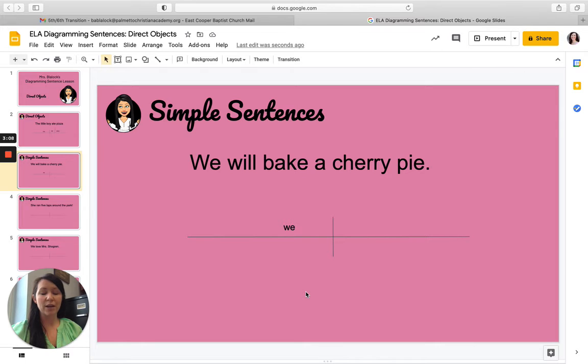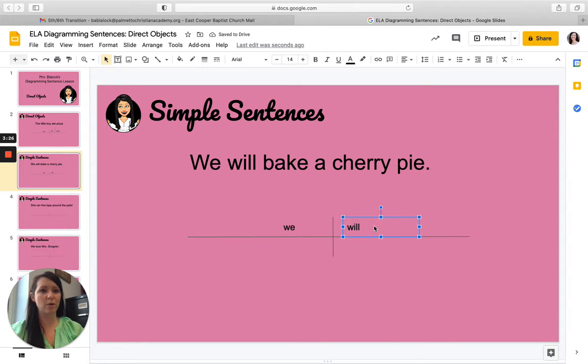All right, so now you got to think about simple predicate. What is the action in the sentence? This one's a little tricky. It's will and bake. Do you know what will is? Will is a helping verb. Is, am, are, was, were. Be, being, been. Has, have, had. Could, should, would. Do, does, did. These are all just memorized verbs. You have to know them.